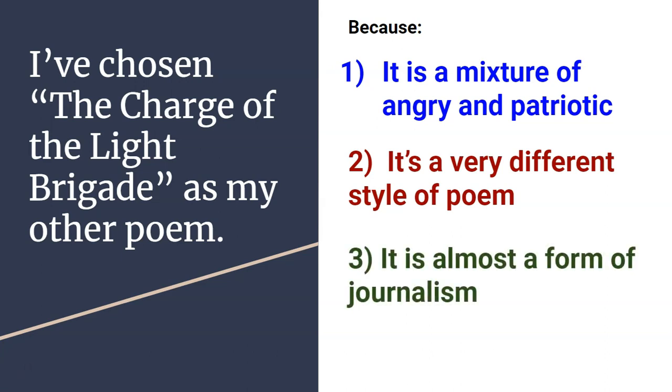And thirdly, because it's almost a form of journalism. Now I think this is quite interesting, because War Photographer is about someone who is a photojournalist, someone who is chronicling things. The poem is about a journalist in a sense, and it's also a form of journalism. The poem is also a form of journalism about a journalist, War Photographer, because it's about a real photographer. It's based on Don McCullin. So Charge of the Light Brigade is almost the same thing.